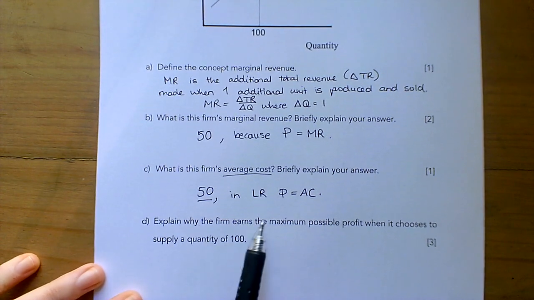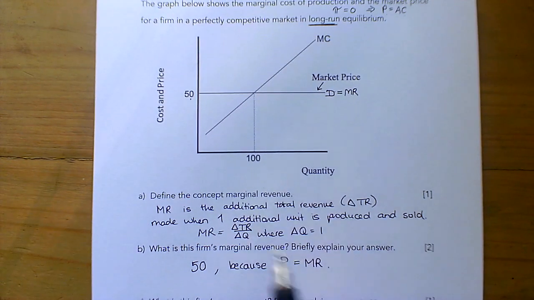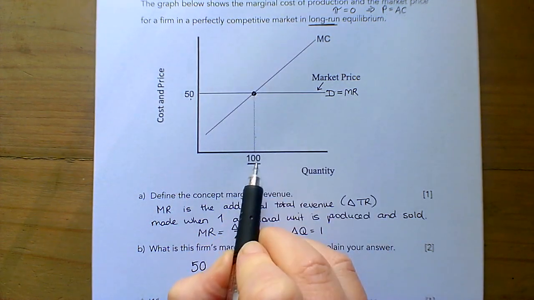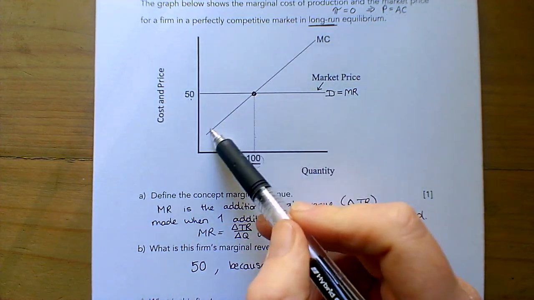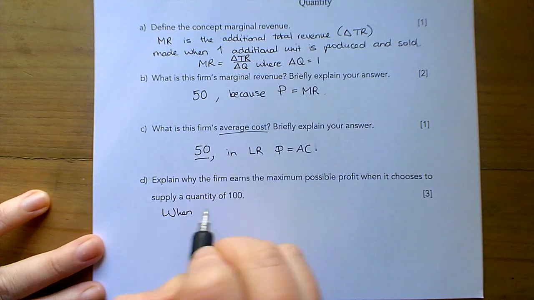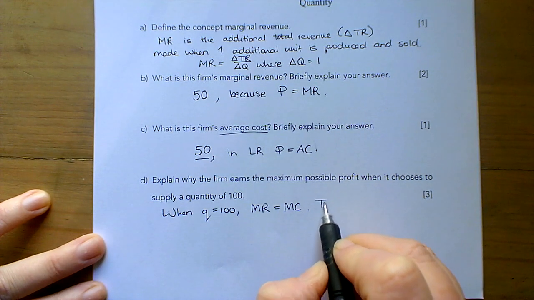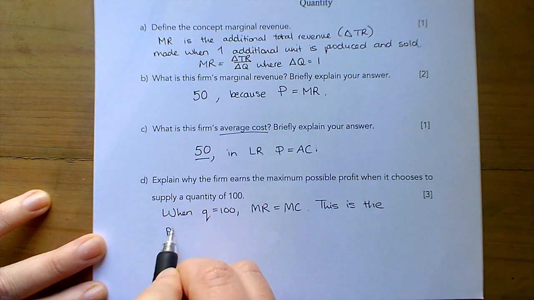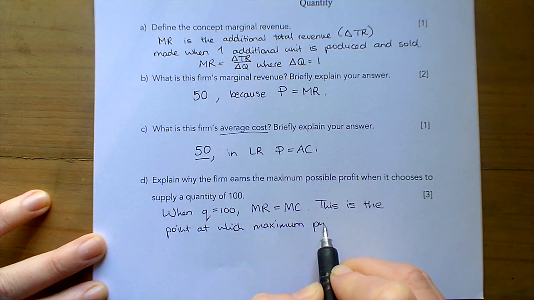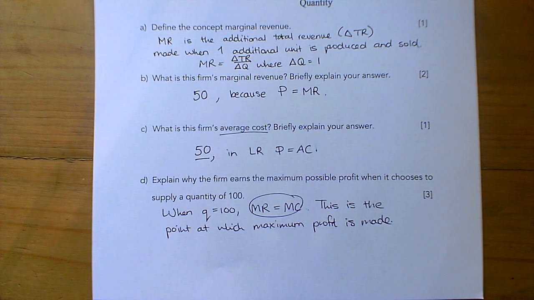Okay. D: Explain why the firm earns the maximum possible profit when it chooses to supply a quantity of 100. So if we go up to the picture here, here's a quantity of 100. If we read up to this point here, we see that 100 is the quantity where MR equals MC. And so what we can say is that when Q equals 100, marginal revenue equals marginal cost. This is the point at which maximum profit is made. So MR equals MC is the profit maximizing rule.